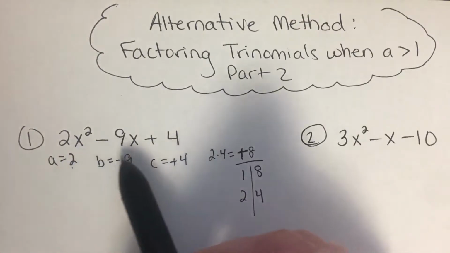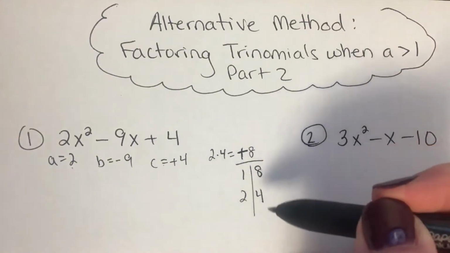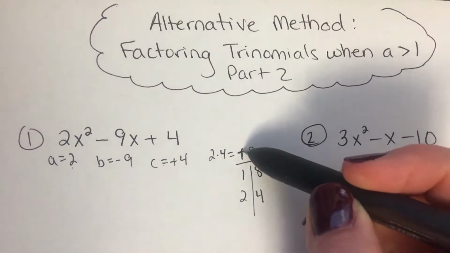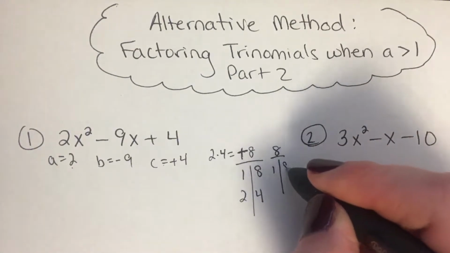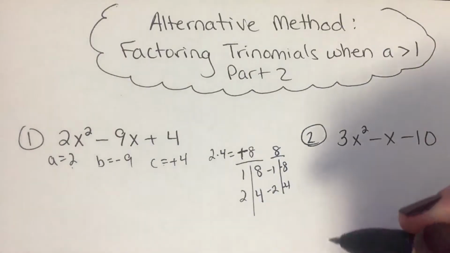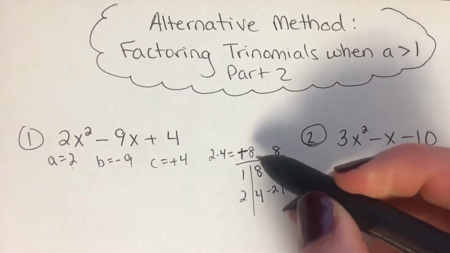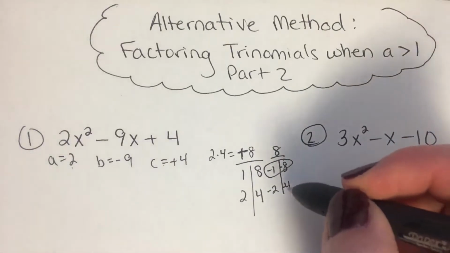So I've identified a and c, multiplied them together to get positive 8, and listed out the factors. In this case, since we have a positive product, this actually means I could have another set in which these factors are all negative. So I can have all negative numbers or all positive numbers. The two that will work are negative 1 and negative 8.